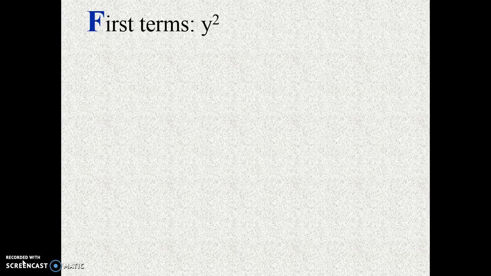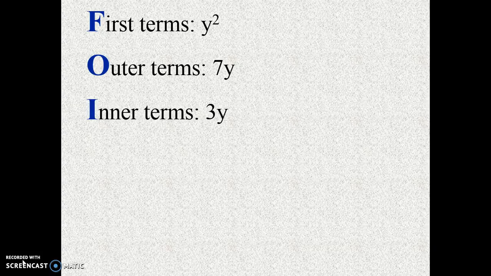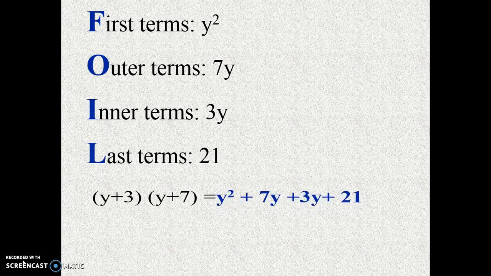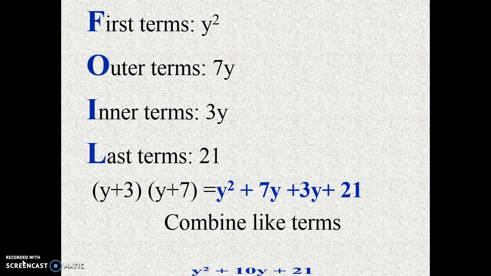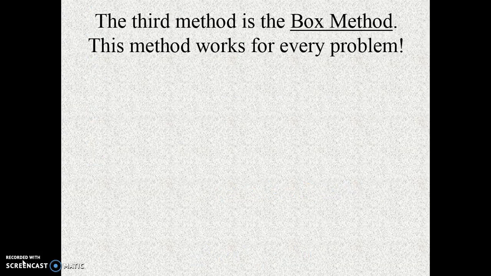Now, first terms, y squared, outer terms, 7y, inner terms, 3y, last terms, 21. Add all of them together. That gives you y squared plus 7y plus 3y plus 21. And combining like terms gives you y squared plus 10y plus 21. Therefore, y plus 3 times y plus 7 is equal to y squared plus 10y plus 21.